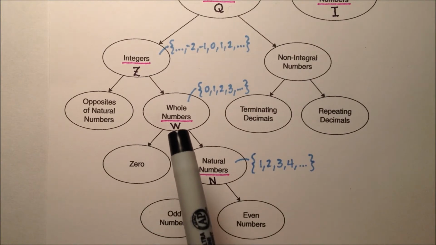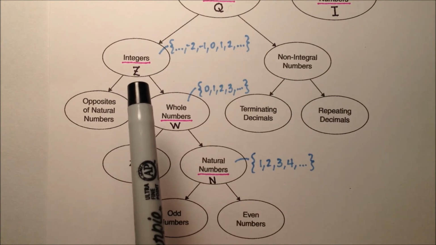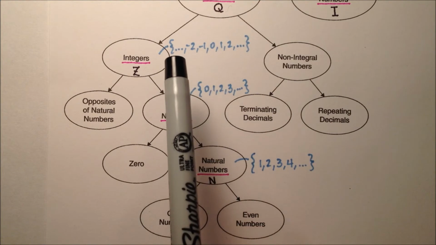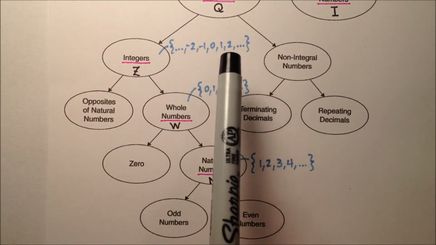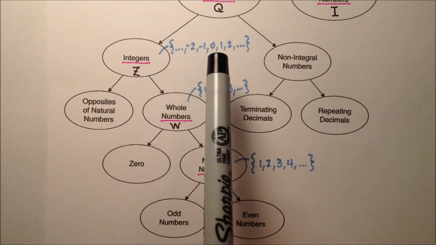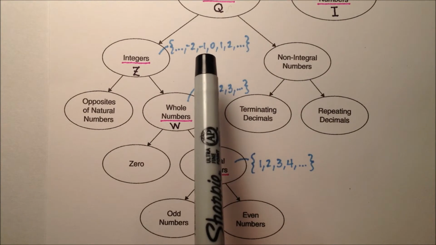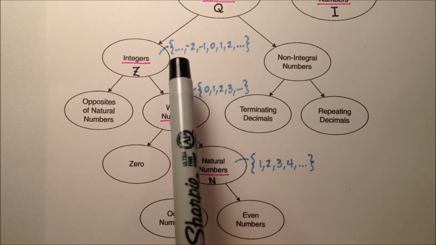So moving one step up, we have the integers. Now the integers in roster notation look like this. We go indefinitely to the left and indefinitely to the right, and these numbers are 0, 1, 2, and they include the opposites of the natural numbers, the negatives, -1, -2, -3, and so on.